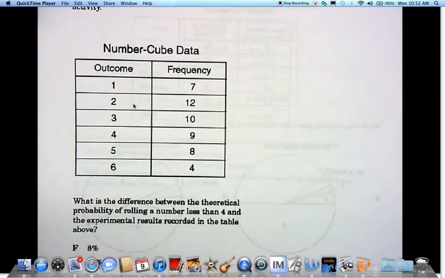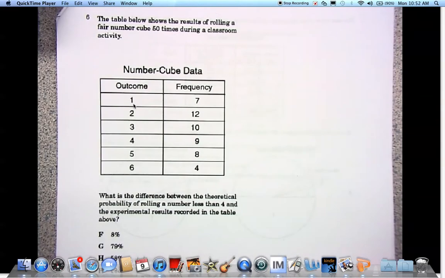Okay. This is about experimental probability and theoretical probability. Experimental probability is when you actually roll the dice a bunch of times or whatever it is you're doing, spin the spinner, and you get some data. Theoretical is when you say, I think if I rolled the dice one time, what would happen? Okay. So we're going to look at this one.